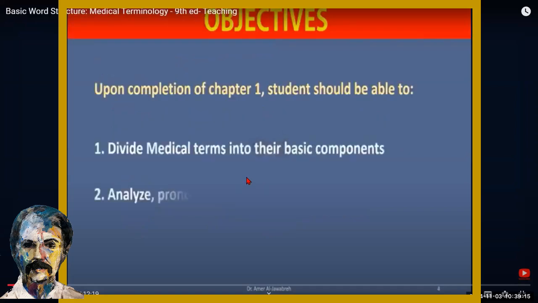By the end of this chapter, you as students should be able to do the following. First, analyze a medical term, break it down into its basic components. When we said successful, unsuccessful, we know that the word is success. And we know the prefix un means opposite, and ful makes it an adjective. The same thing here. We have to break down the medical term into its basic components, which makes you understand. And here lies the understanding. And the rest is just memorizing.